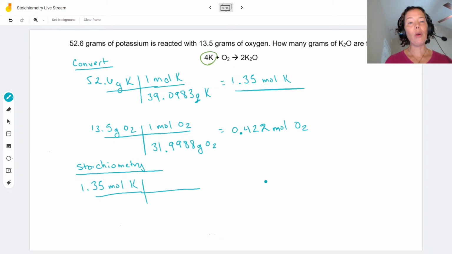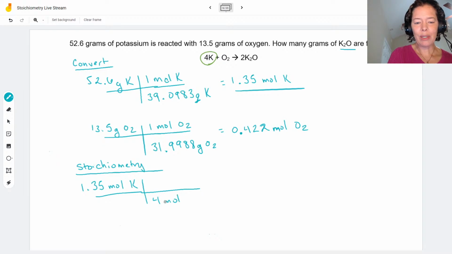Now I'll use my mole ratio to predict my products. In this case, I'm predicting potassium oxide. So my moles of potassium here go in the denominator. I am going to moles of potassium oxide. Again, these are just my stoichiometric coefficients.